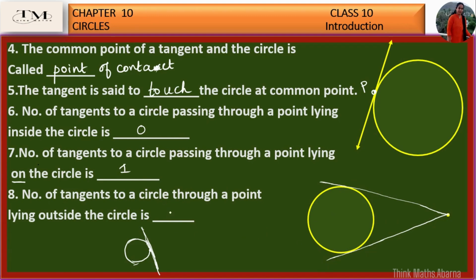So these are all properties of the tangent. Number of tangents to a circle through a point lying outside the circle: from the outside, we can draw two tangents. Through a point lying on the circle, we can draw only one tangent. Through a point lying inside the circle, we cannot draw tangents. So it is 0. Outside the circle, it is 2.